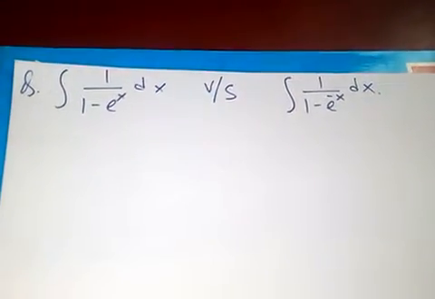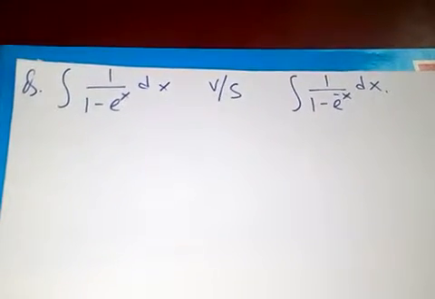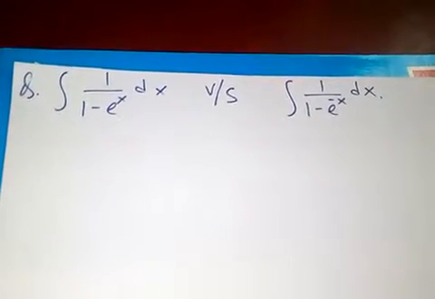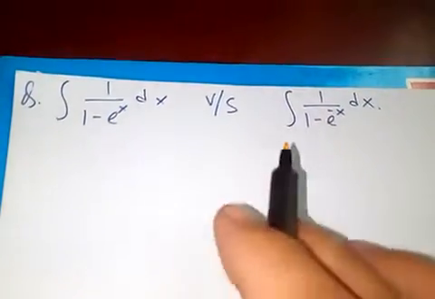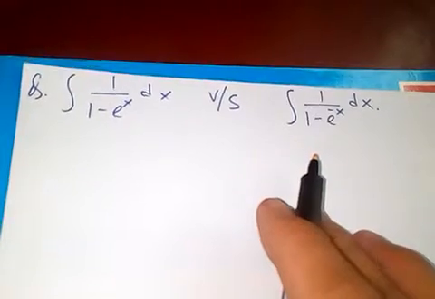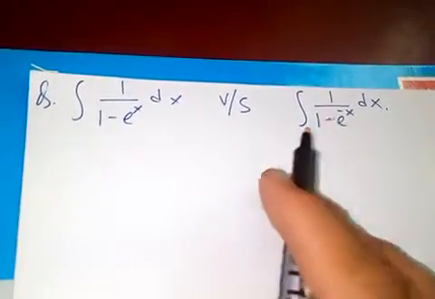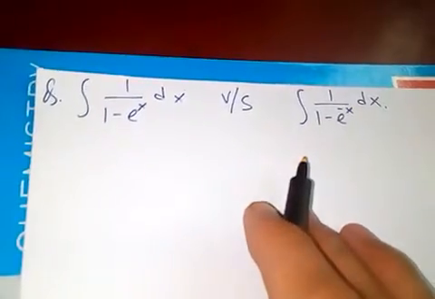Today let's discuss these two integrals: the integral of 1 over 1 minus e to the x dx, versus the integral of 1 over 1 minus e to the negative x dx. Let's work out what our answer will be for each.